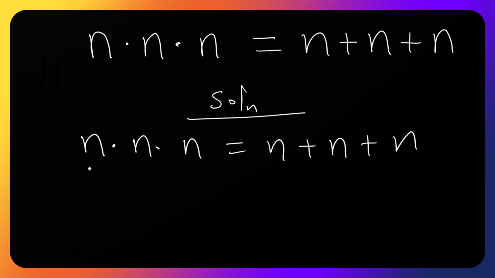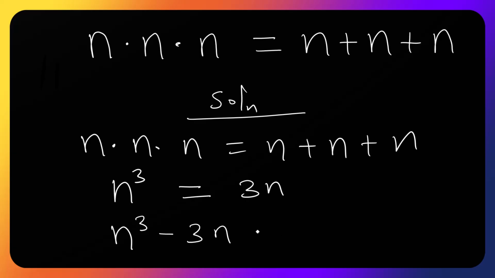So this side will be n times n squared, that will be n cubed. We have n cubed here equals n plus n plus n, which is 3n. Okay, so let's arrange this. So that will be n cubed minus 3n equals 0.